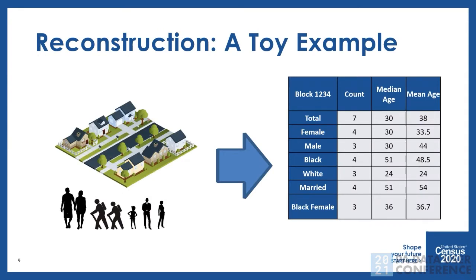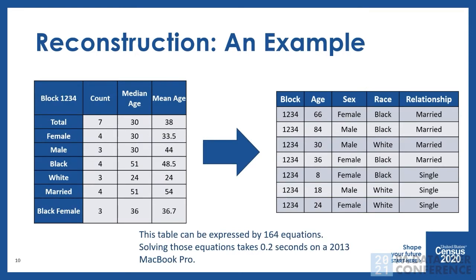So let's look at a toy example. Imagine that you collected some basic demographic information about the 7 people who live on a particular block. You then publish some aggregate descriptive statistics about those people. How many were female? How many were Black? What's the median age of married individuals, and so on. Well, with those basic aggregate statistics, it's a trivial matter to solve for the only set of individual level records that could have yielded those aggregate results.